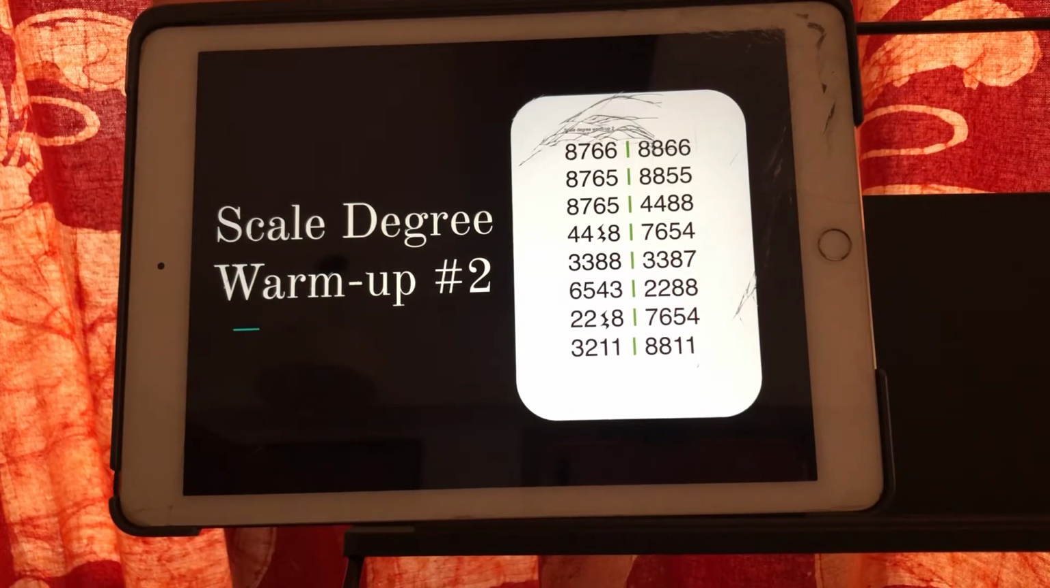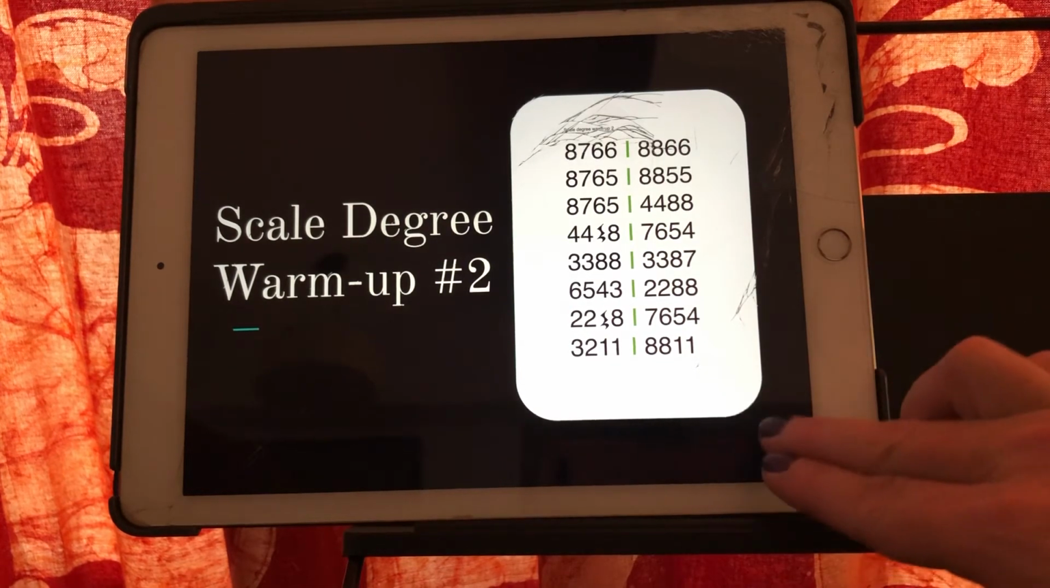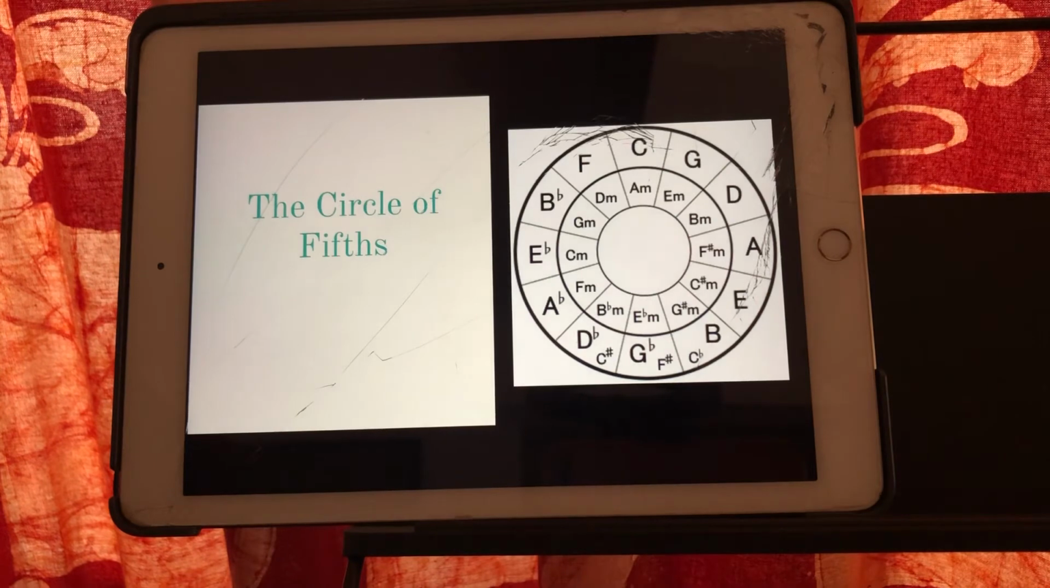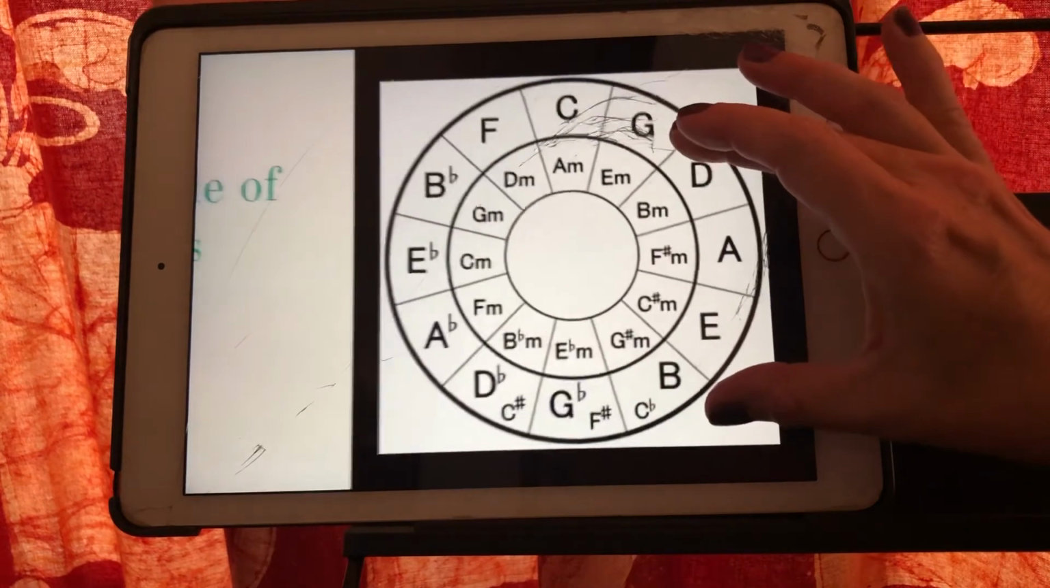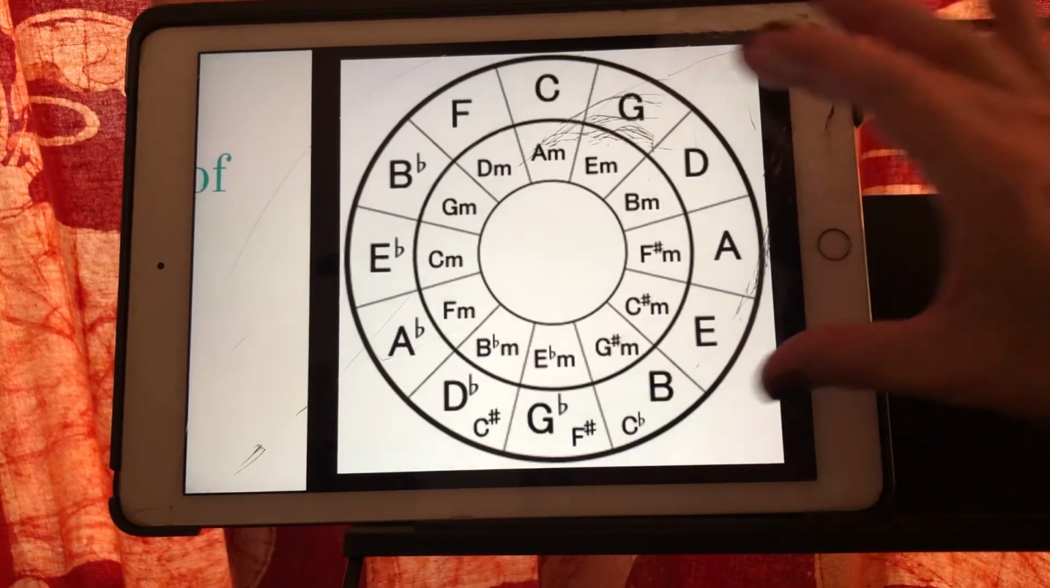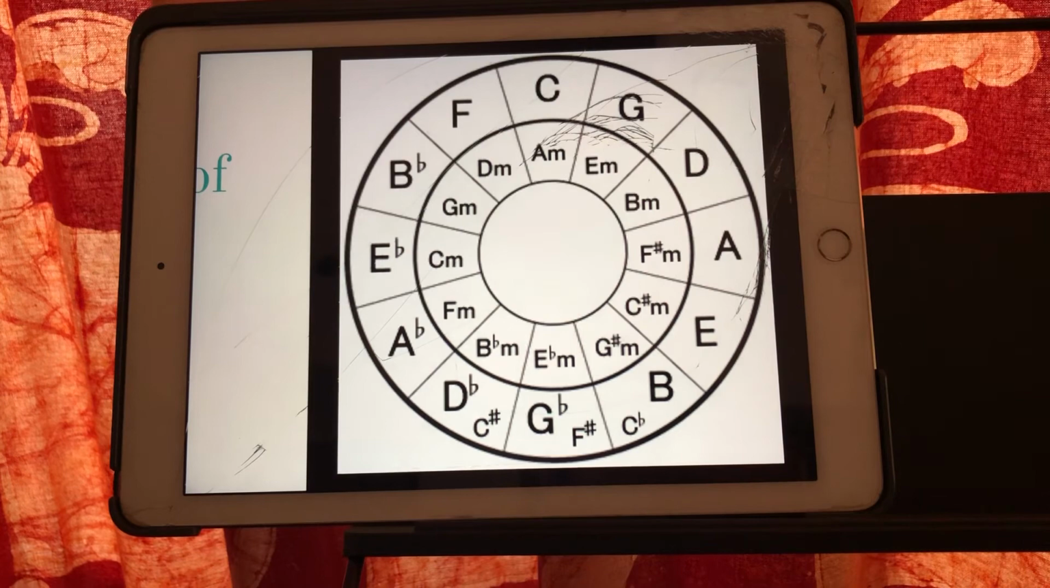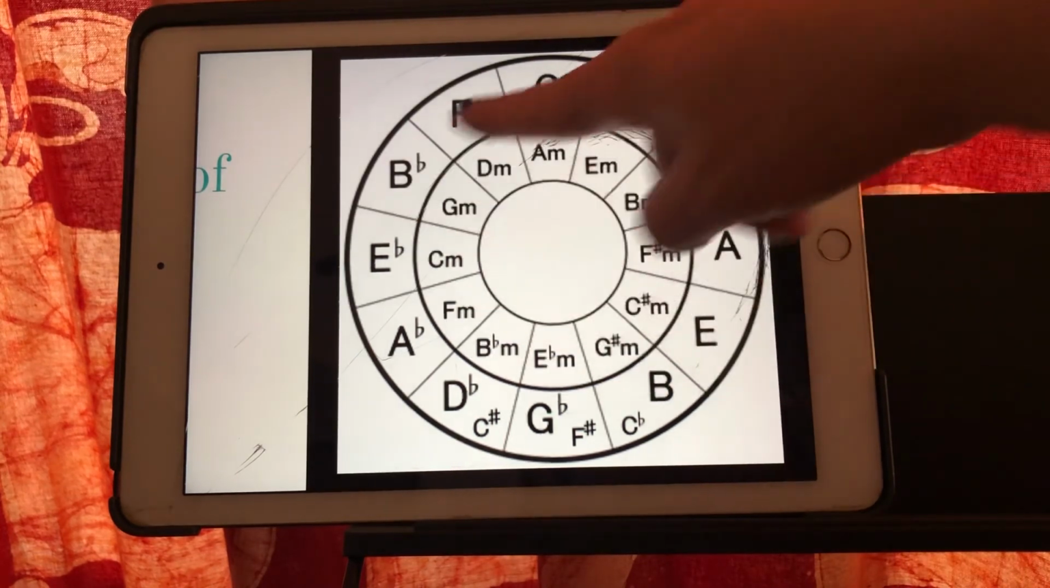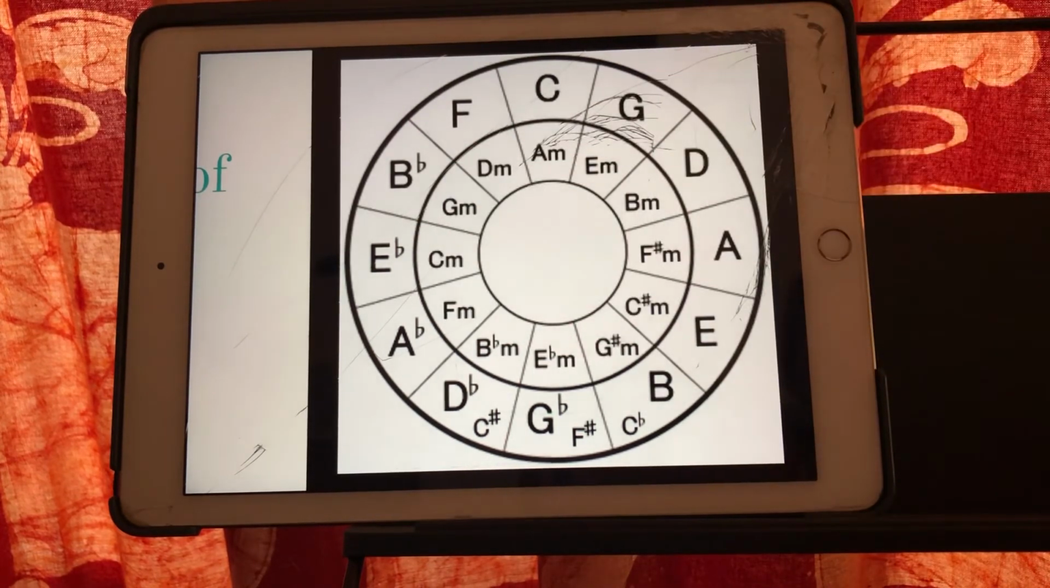All right, very good. Let's look at the circle of fifths. Now, the circle of fifths is just what it sounds like. It has 12 places around the circle, just like a clock, because we have 12 notes in the octave.